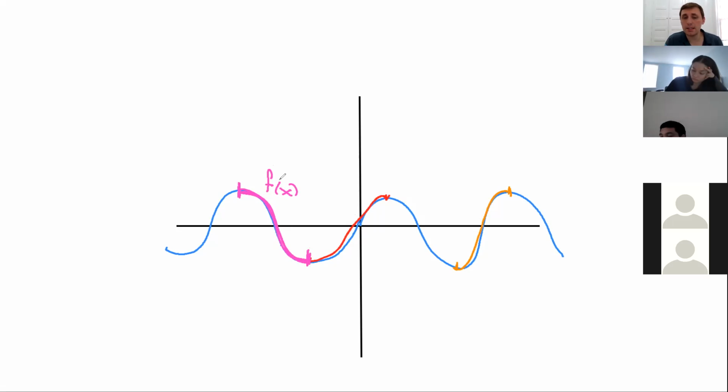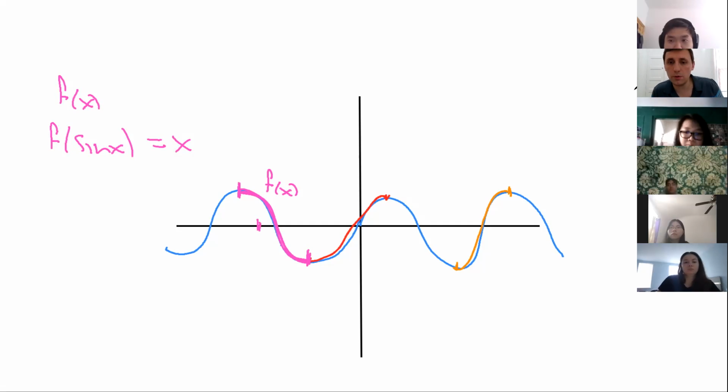This f of x is an inverse of sine. If you take f of sine x, you will get x, properly defined, where the x is coming in here. Do you follow what I'm saying, guys? That there is no unique inverse.